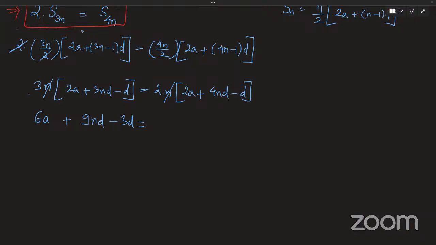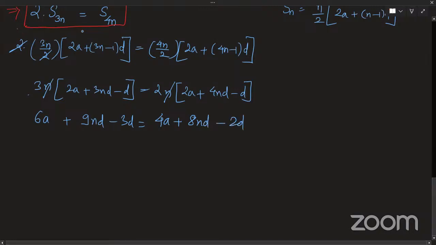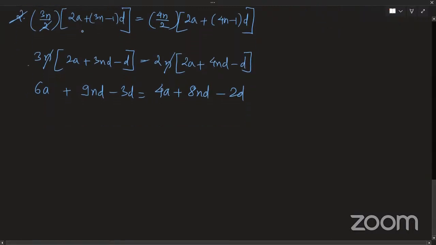Why did 2 into S3n come there, sir? 3 into 3 is 9 and minus 3D, right? 3 into 3, 3 will go inside, right? 4A plus 2 4 2 2 minus 8, 2D, and minus 2D. Right? Yes, now sir, can you clear this up for me?